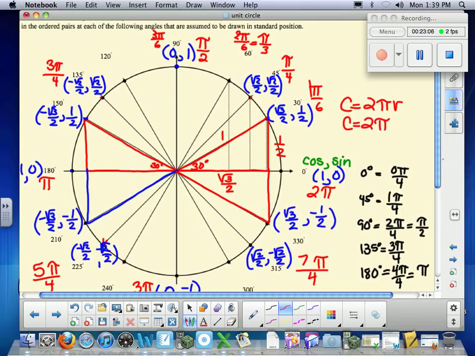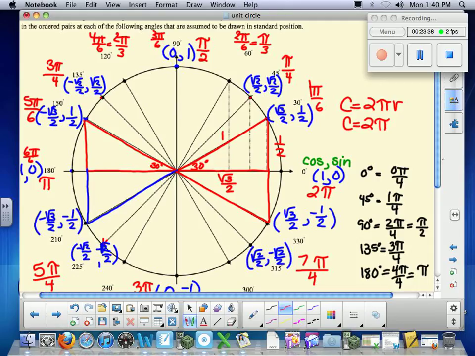120 is going to be how many pi's over 6? 4. Which reduces to 2 pi over 3. So then 150 must be how many pi's over 6? Or sorry, over 3. No, I was right the first time, over 6. 5 pi over 6. And this becomes 6 pi over 6, or 1 pi.